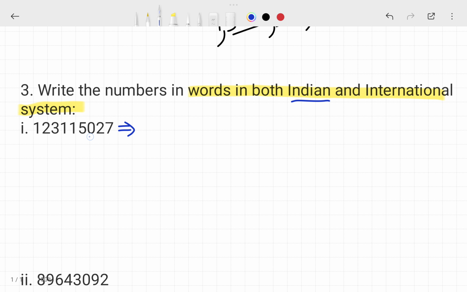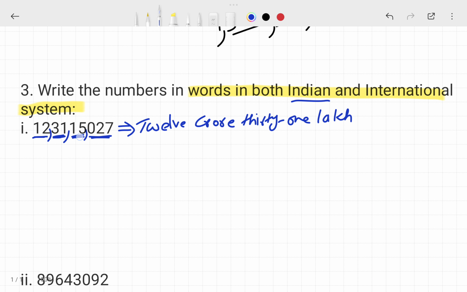First let's put commas: after 3 digits put a comma, then after 2 digits, after 2 digits. Now let's count. This is hundred, this is thousand, this is lakh, this is crore. So what is it going to be? It is going to be 12 crore, this is going to be 31, 31 lakh, then after that 15,000.